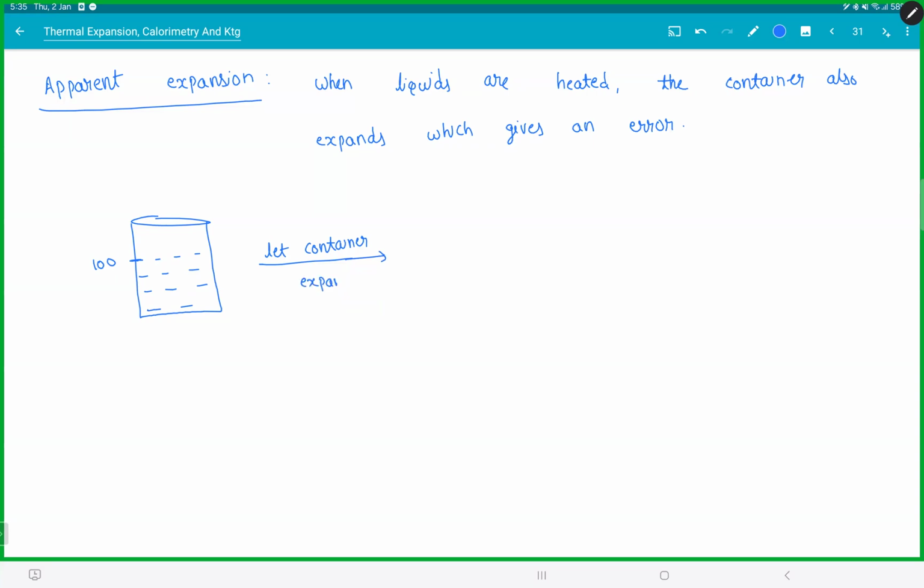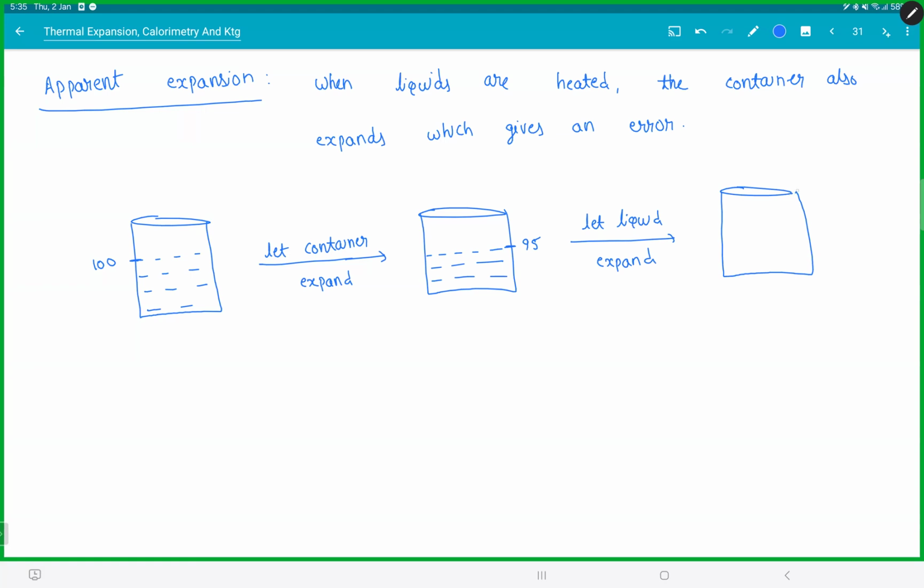And when the container expands, the liquid level will drop a bit because the base becomes broader. So maybe this will show a reading of 95. Now let the liquid expand. Like I said, in reality, you will see both happening at the same time. Now what you will notice, let's say the reading becomes 110. Now you tell me, what is the actual expansion?